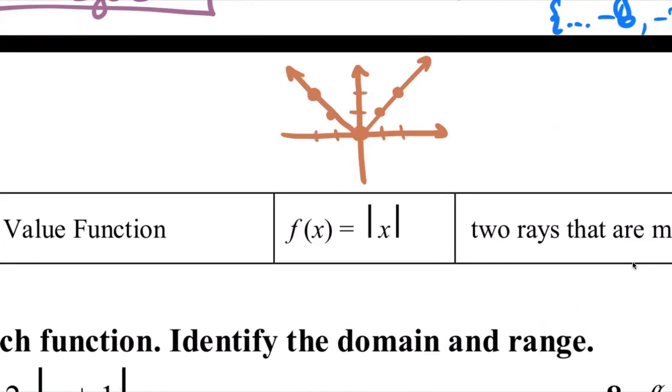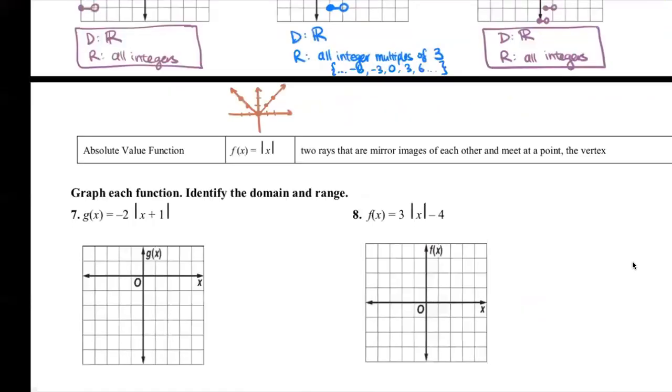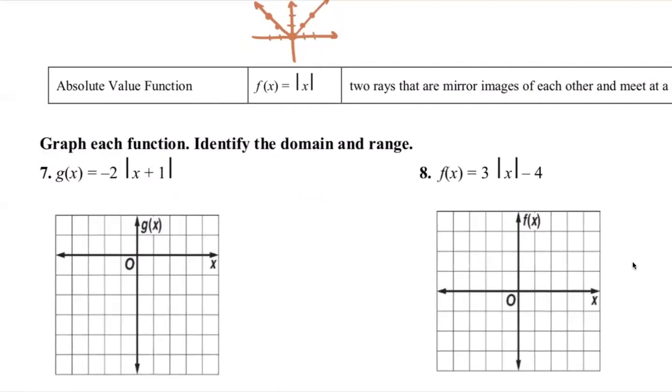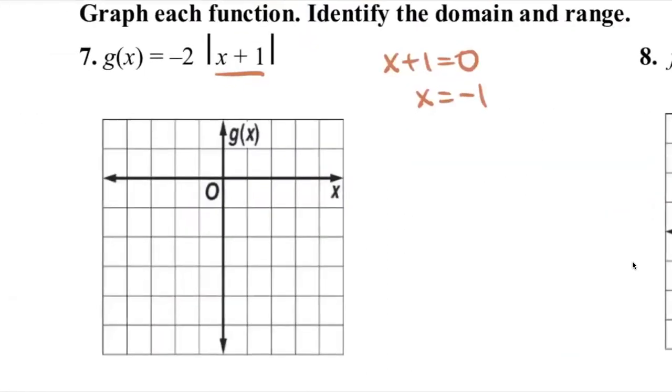Okay. So that is your parent graph, just a V. And I'm going to treat this just like the step functions, those transformations. All right, so if I want to graph this, same thing. Inside the function, I'm going to set it equal to 0. I get x is equal to negative 1. That's a horizontal shift to the left 1.